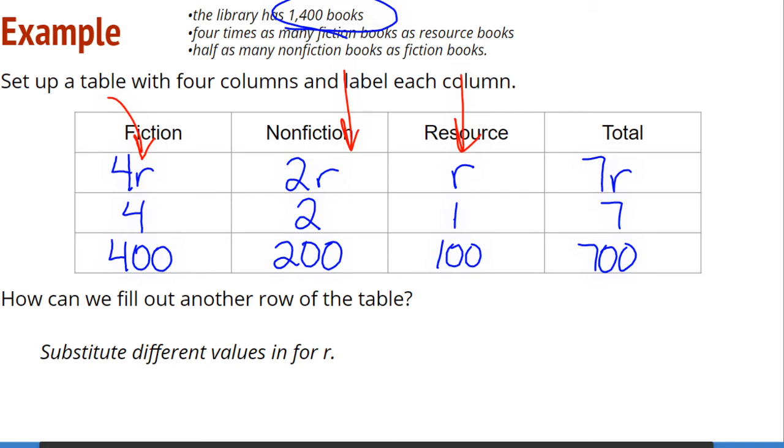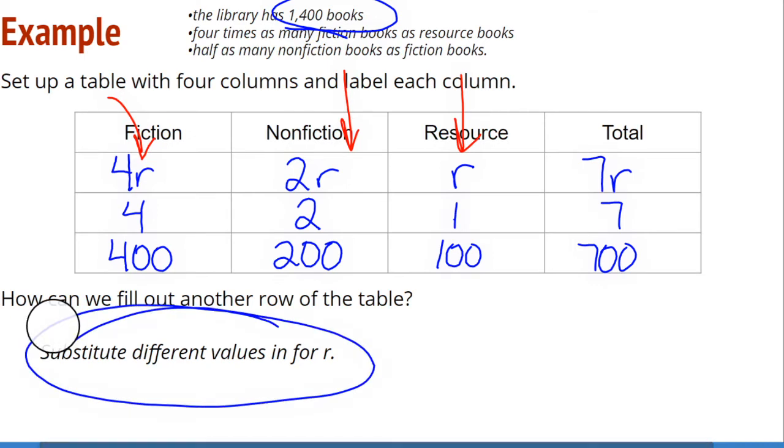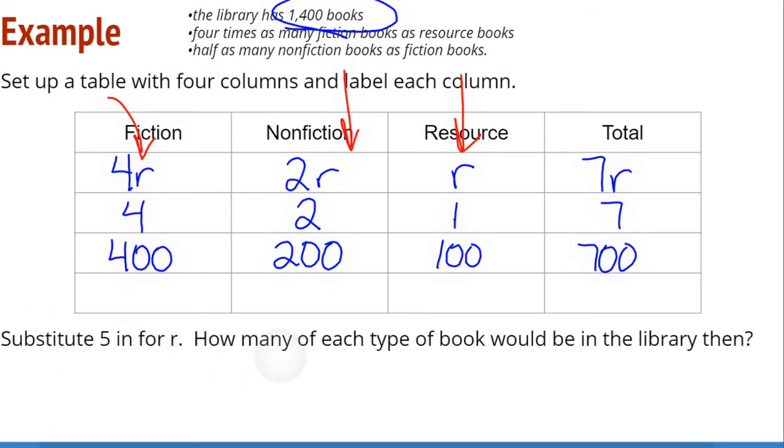So filling out another row on the table, we can just keep putting in different values for R. Now in this case they're saying go ahead and put in a 5, and I'm going to skip that part. I already put in 100. Well, you know what? Go ahead, pause. Go ahead and put 5 in your table and see what happens. So I've got a 5, and I'm going to double the 5 and have 10, and I'm going to multiply the 5 times 4 and have 20, and I'm going to multiply the 5 times 7 and have 35.